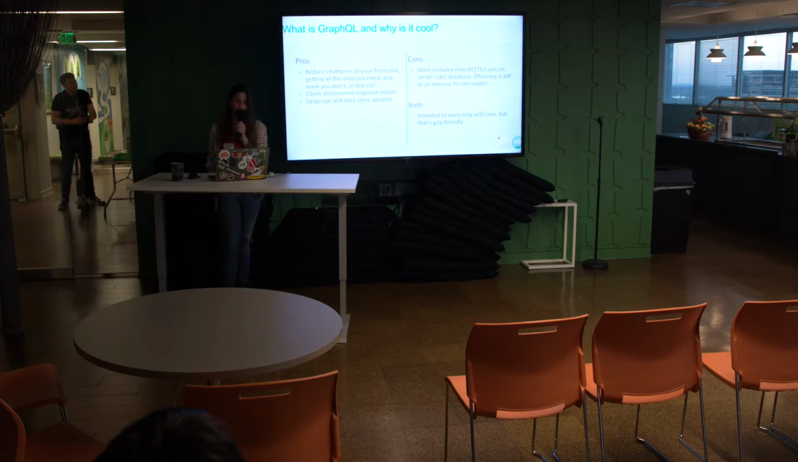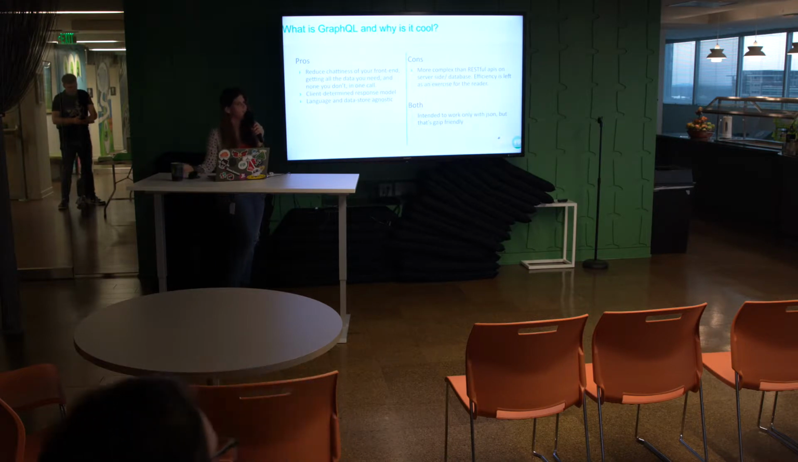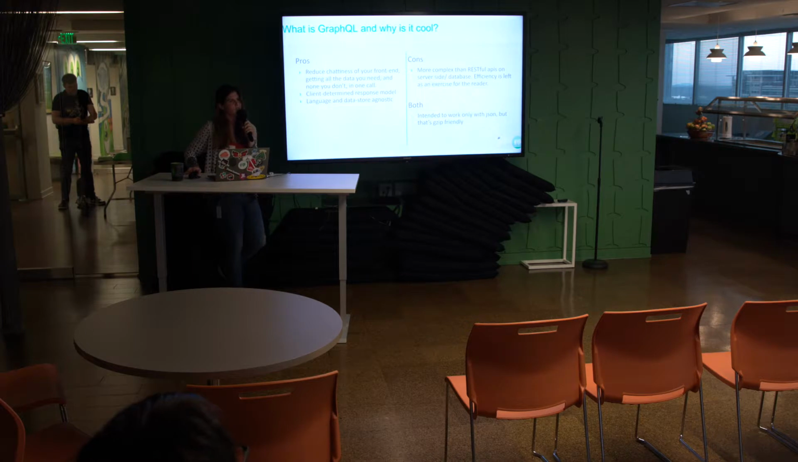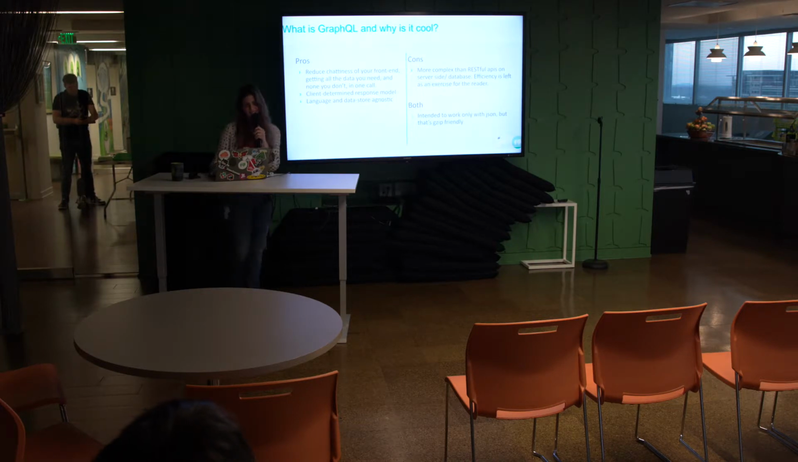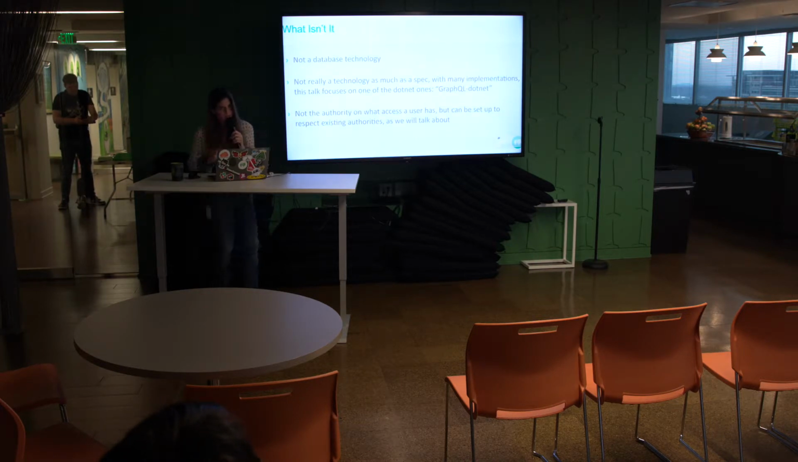It's intended to work only with JSON. This is sort of a con and a pro, because if you, for some reason, just had to return XML, you couldn't do it with GraphQL. If you want to return protobufs, you can't really do it with GraphQL if you want to stick to the spec. But JSON is gzip friendly, so that's something.